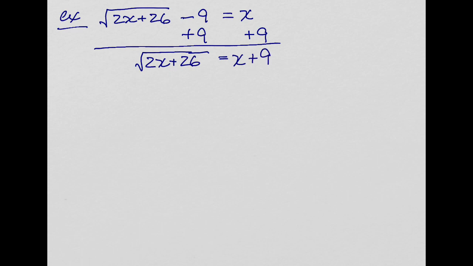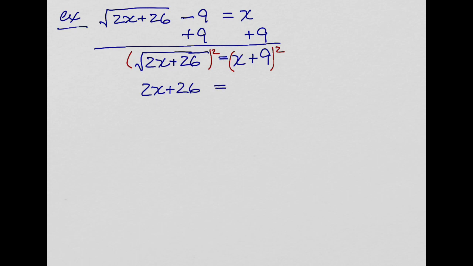I have variables underneath the square root, and I'd like to not have that. I'd like to get them out. In order to do that, I'm going to need to square both sides of my equation. So I'm going to square on the left, and I'm going to square on the right. Notice I'm squaring both sides, the entire left-hand side, the entire right-hand side, not each term, each side. When I square something that's under a square root, the squared and the square root are inverse operations. They undo each other, so I'm left just with this 2x plus 26, the thing that was underneath the square root, equals x plus 9 squared.